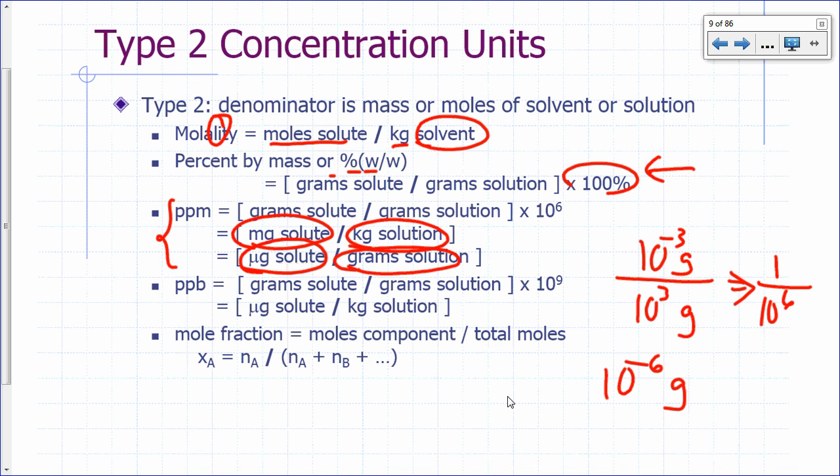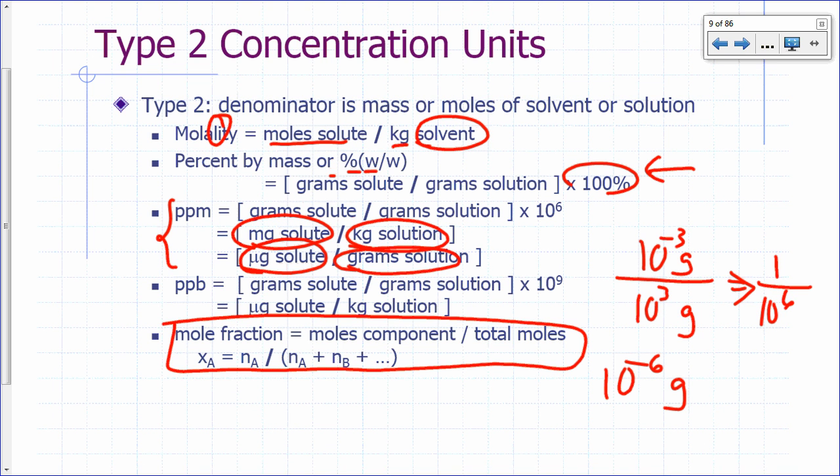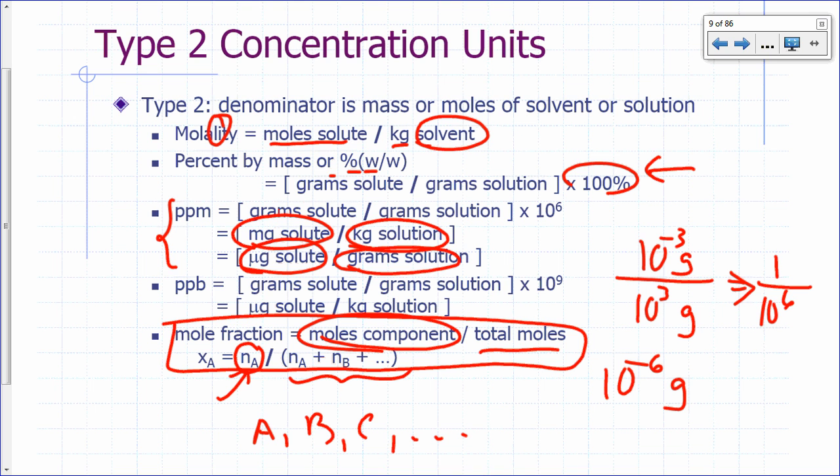And finally, mole fraction is just the ratio of the moles of whatever component you're interested in, could be a solute, could be the solvent, divided by the total moles. So if n sub A, if you have a mixture of A, B, C, and so on, divide the number of moles of A by the total number of moles. That gives you the mole fraction of A. One thing to note about mole fractions is if you add up all the mole fractions for all the components of your mixture, those mole fractions should add up to 1. Okay?